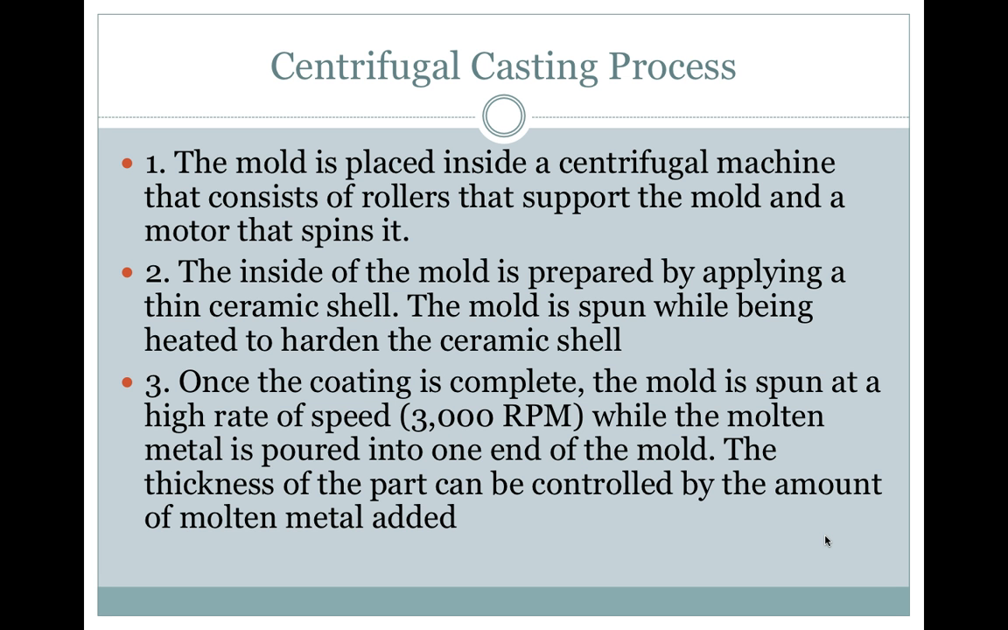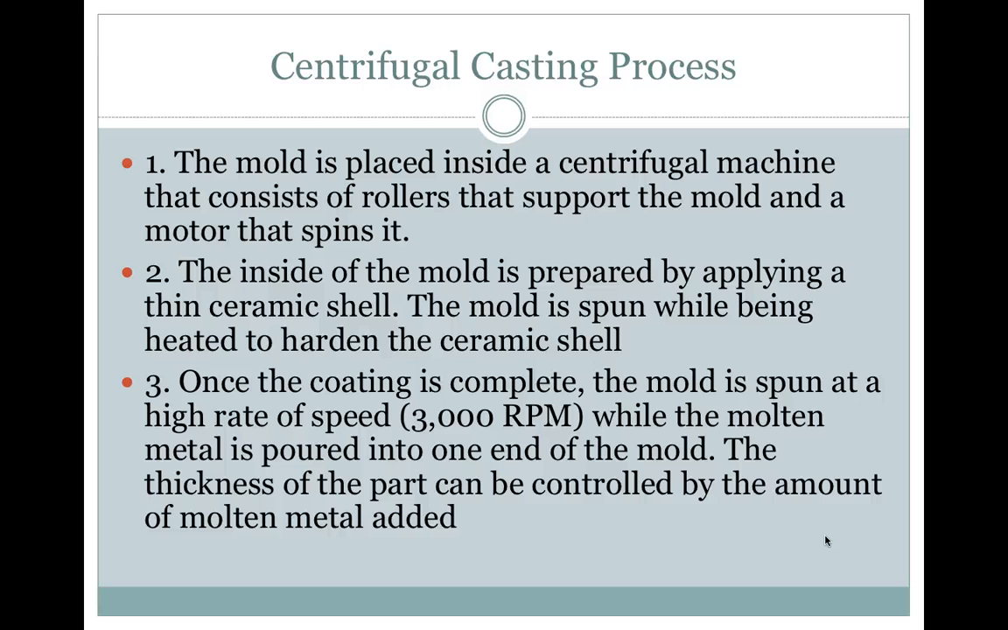The centrifugal casting process. Step 1. The mold is placed inside a centrifugal machine that consists of rollers that support the mold and a motor that spins it. Step 2. The inside of the mold is prepared by applying a thin ceramic shell. The mold is spun while being heated to harden the ceramic shell.